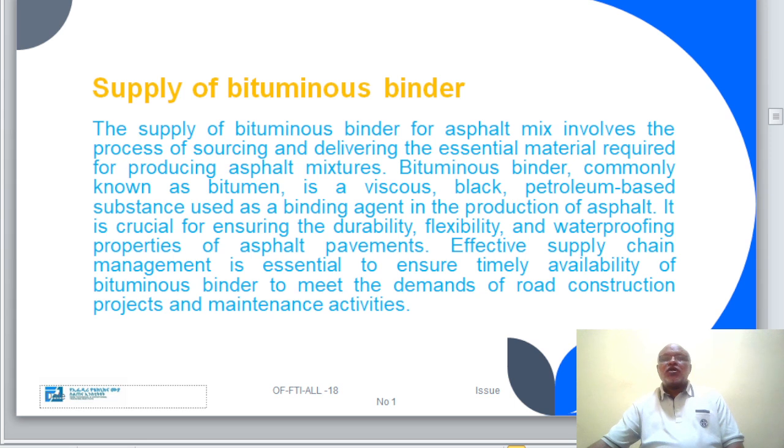Now let's see the supply of bitumen binder. The bitumen binder is supplied to the mixer by an appropriate pump. The amount of binder needed per batch is measured volumetrically by a flow meter or by a weigh bucket. If the bitumen binder quantity is measured volumetrically, the change of the specific gravity of the binder with respect to operating temperature should be taken into account.